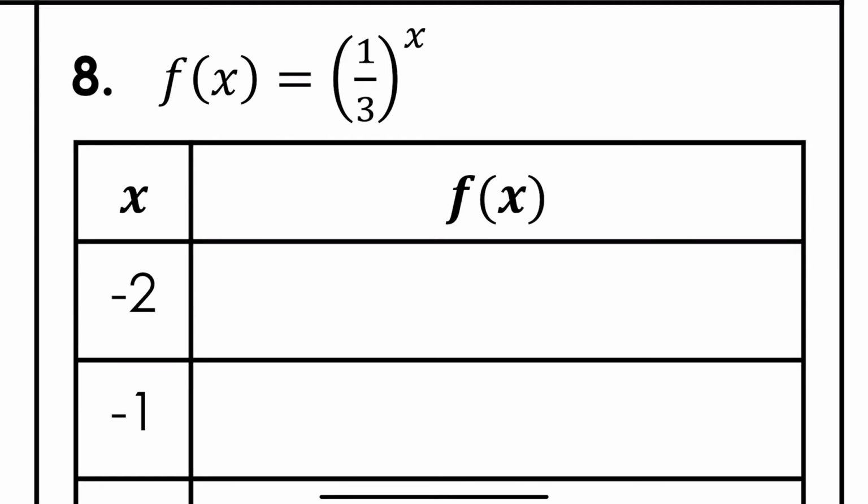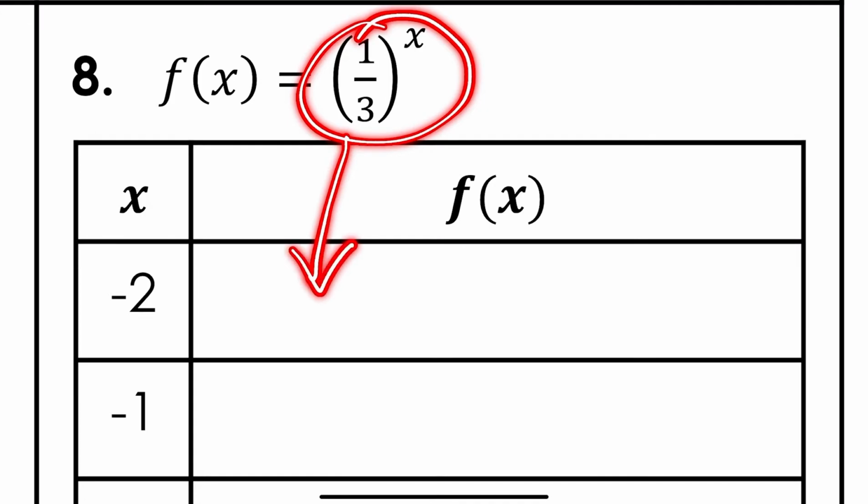Just like last time, we're going to use the function that they give us. Something different than last time is that instead of y, they're saying f of x. Remember, f of x is just a label. It's just telling you this is a function of x. It basically functions the same way as y. It's just a label.